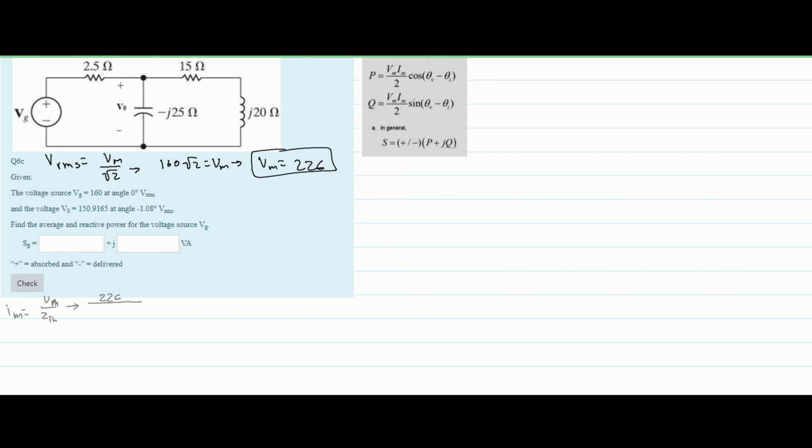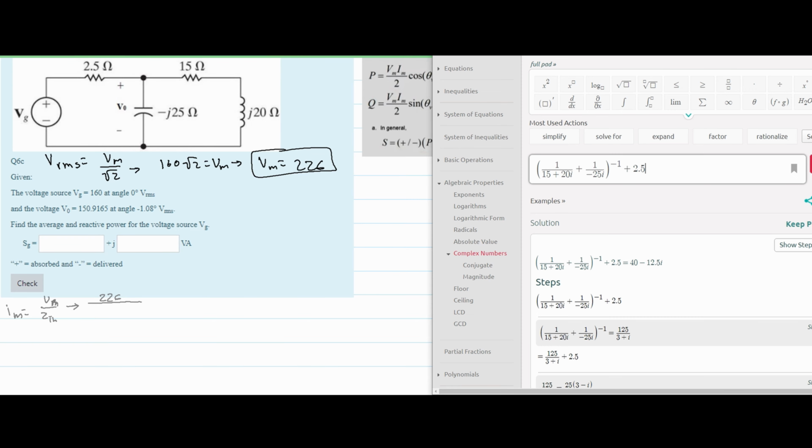To find the ZTh, we're going to plug it into a calculator, and the calculator is going to look just like this. So we can see that our 15 ohms and the j20 ohm resistor and inductor are in series with each other. That's why they're being added together right here. However, it's in parallel with the negative j25 ohm capacitor. And so that means it's going to be in the parallel formula, which is this. And all of this is in series with the 2.5 ohm resistor to the left. So we are just adding this here. In doing that, we are going to get 40 minus 12.5i for our impedance.